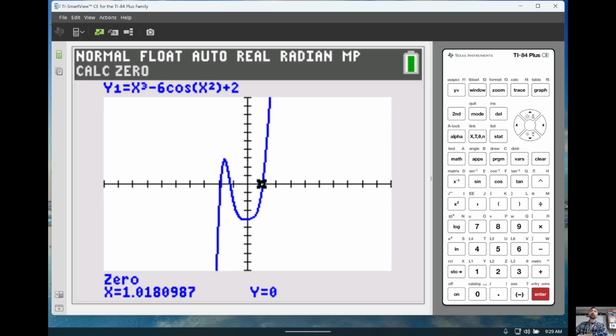Okay, and see, it's not 1. It's 1 point, I'm going to write this on my paper, 1.018. And then it's crossing right here, which is a little bit left of -1. You should not be guesstimating it's -1.1, -1.2.